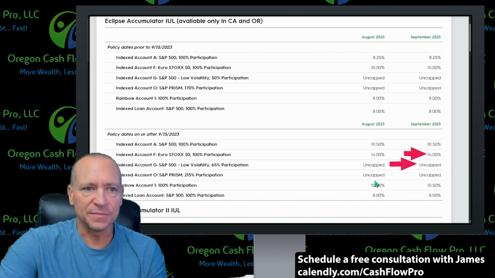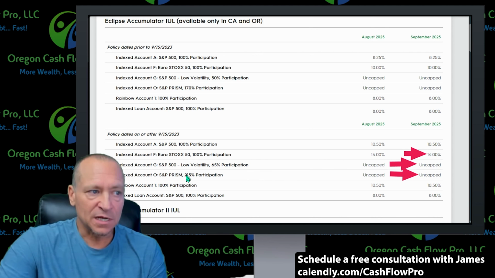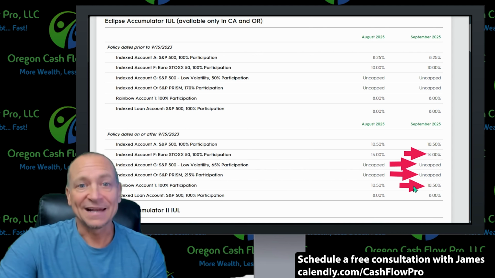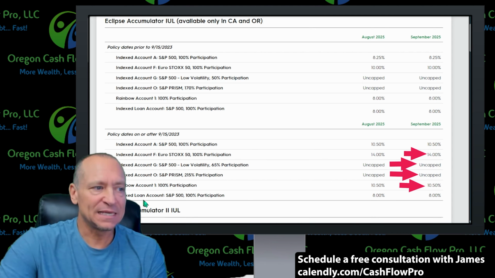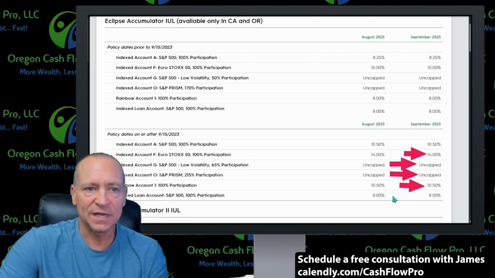The S&P Prism. This is one of the elite index options out there. It's also a volatility index, but it has performed very well even in the high interest rate environment that we're in right now. Not very many volatility indexes can say that. These older products come with a 215% participation rate. And then we have a rainbow account at a 10.5% cap. And then we've got the index loan account with this product. If you're taking out a loan and you're using a particular loan type, it's going to be allocated to the S&P 500 with an 8% cap.